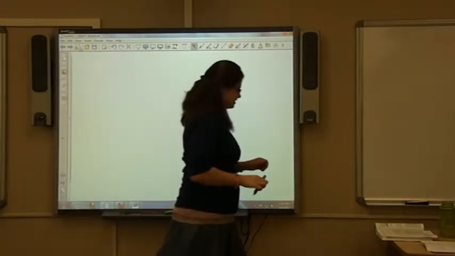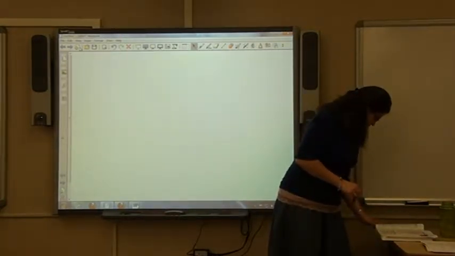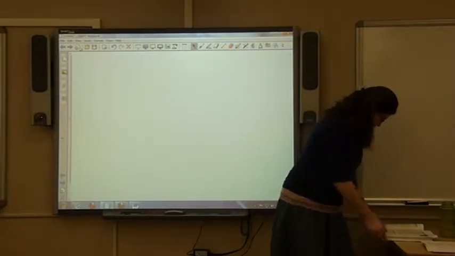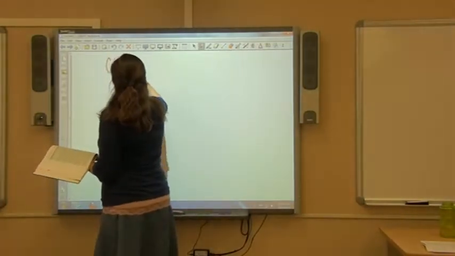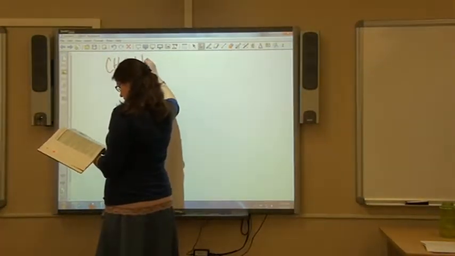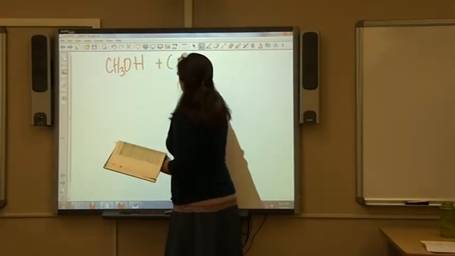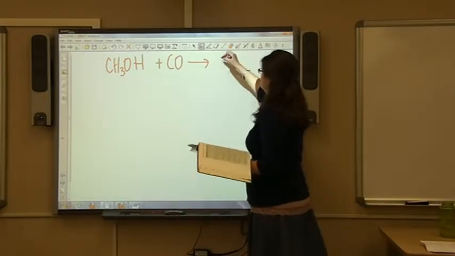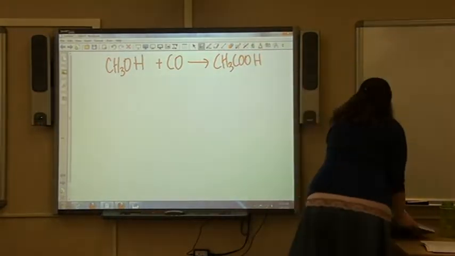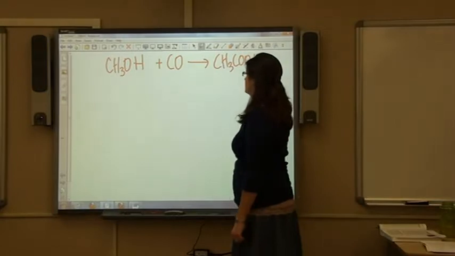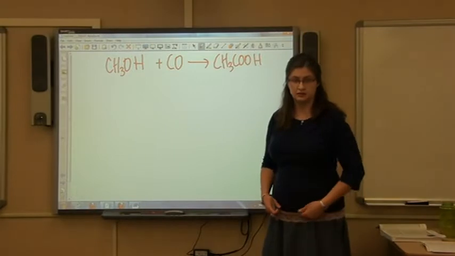Okay, I'm sorry. That was an example for later on. Let us find an example. Let's take this example. CH3OH is methanol plus carbon dioxide yields acetic acid. Okay, so firstly, just check to see if it's balanced. It is balanced, that's convenient.